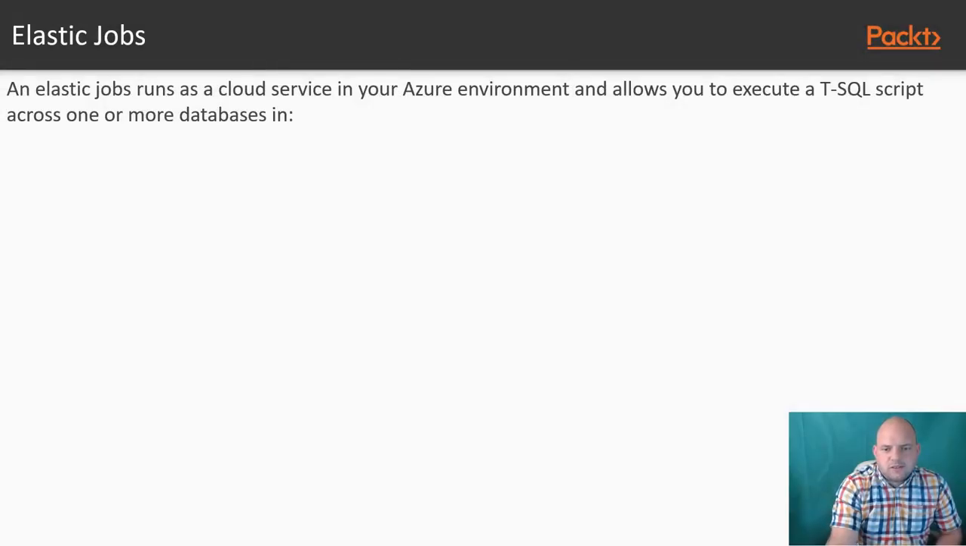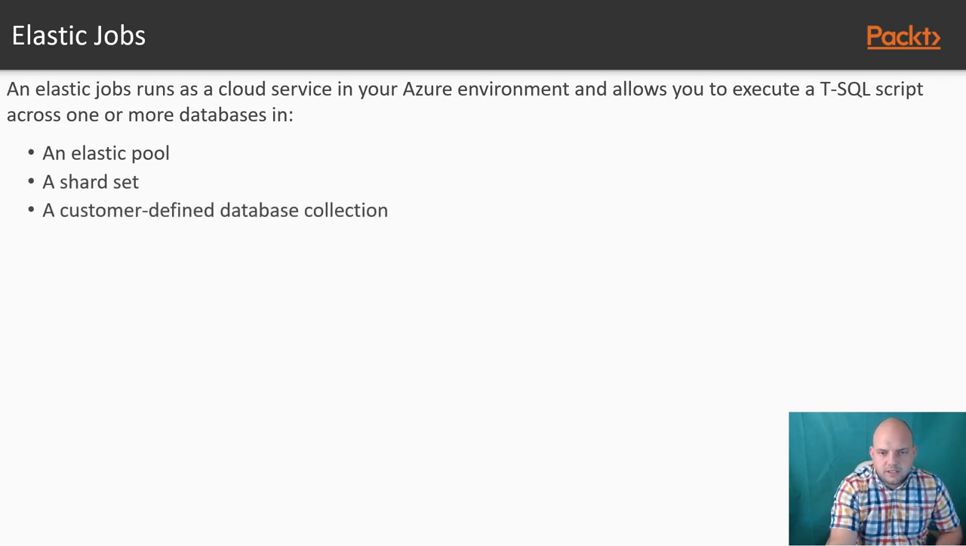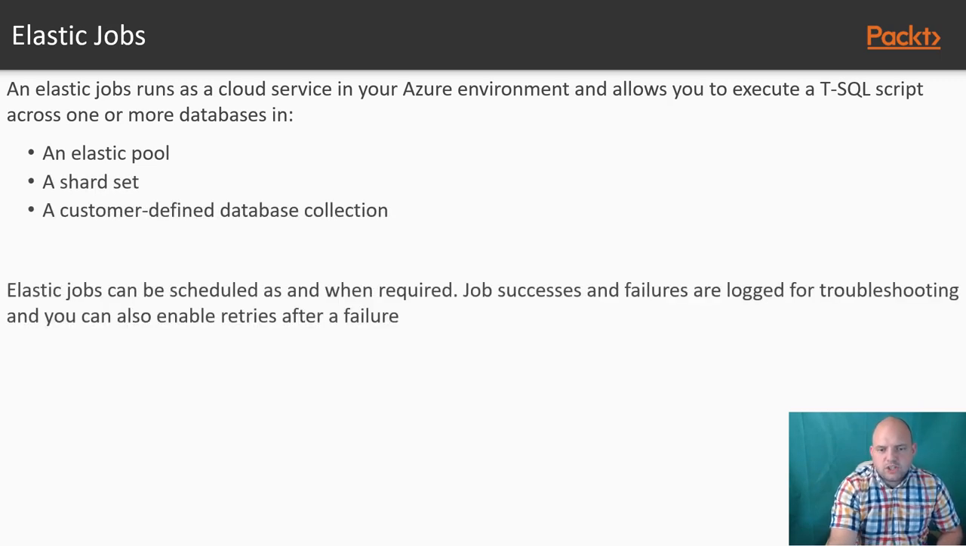Elastic Jobs runs as a cloud service in your Azure environment and allows you to execute T-SQL scripts across one or more databases in an elastic pool, a shard set, or a customer-defined database collection. Elastic Jobs can be scheduled as and when required. Job successes and failures are logged for troubleshooting, and you can also enable things like retries after a failure.